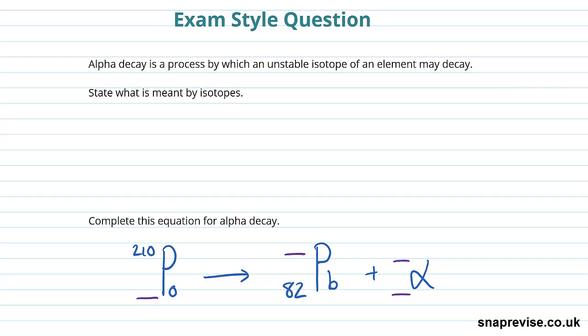So in this exam-style question, we're going to look at alpha decay. Alpha decay is a process by which an unstable isotope of an element may decay. They'd like us to state what is meant by isotopes. There's a couple of key phrases they're looking for.